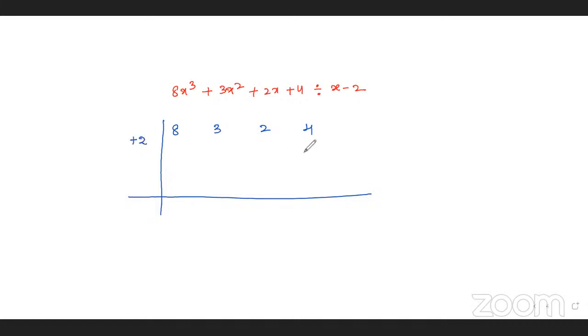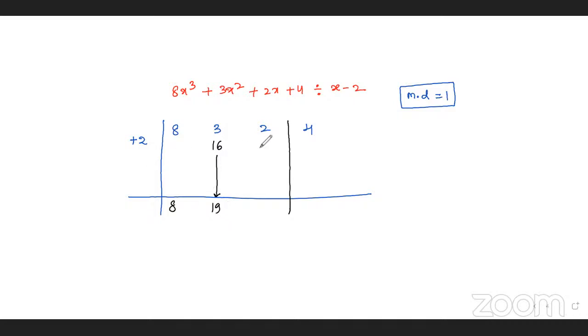Plus 2, I am taking as the modified divisor. The main divisor will be 1. When the main divisor is 1, there is no need to divide, because every time that value will come out. So I am dropping the line here. First let me write 8. 8 into 2, that is 16. Then we are getting 19.